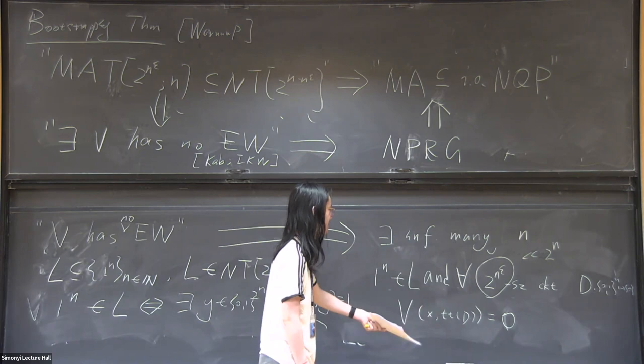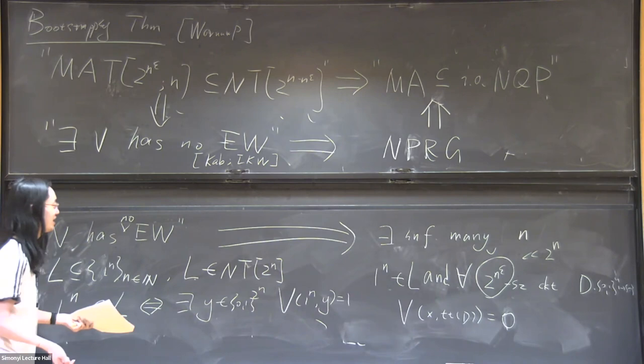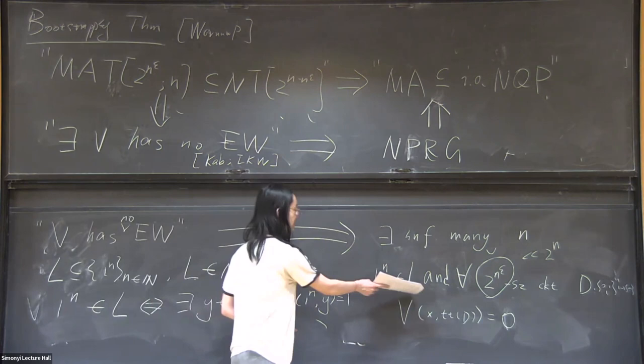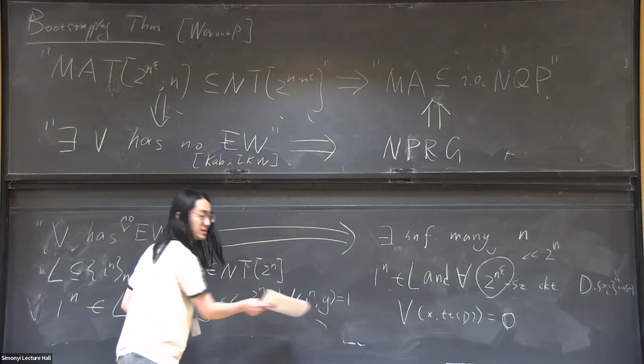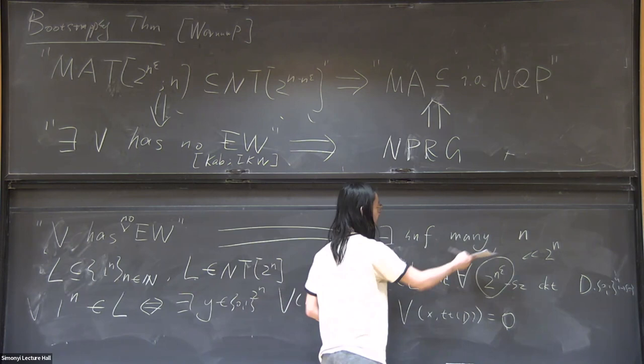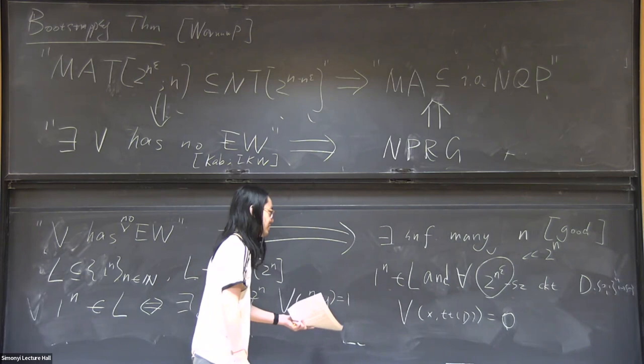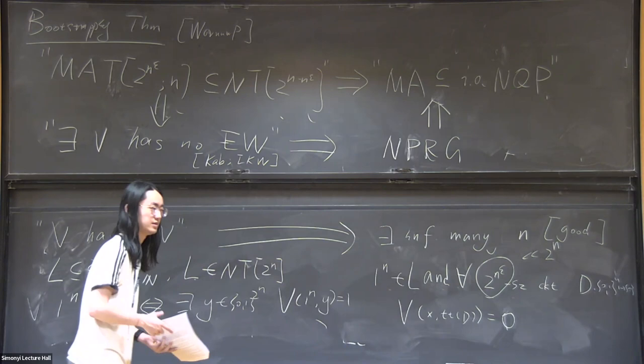Okay, so if you look at this condition, it already seems clear that you can do something with it, right? Because 1 to the n being in L means that V is going to accept something. That's the first requirement for GW. And on those infinitely many n, I'll call them good n, the something accepted by V on 1 to the n has no small circuit. All of them. Yes, because any witness is hard, and there exists some witness. Okay.